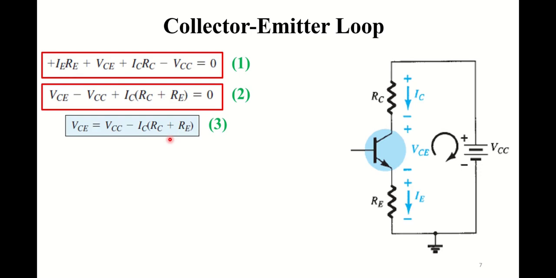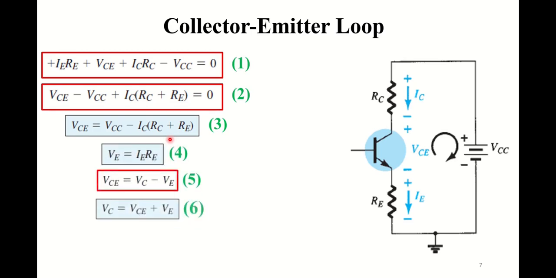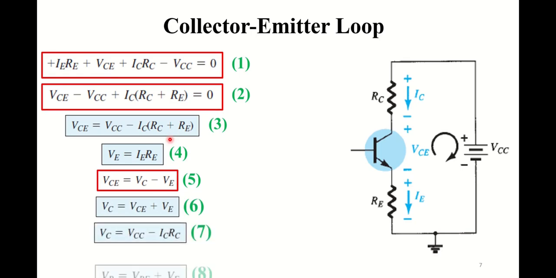Equation 3 is the main equation that is derived after applying KVL on the output loop of emitter bias configuration. There are various other voltages that can be found easily by using equation 4, equation number 5, equation number 6, 7 and 8. As you can see, these equations are the basic formulas related to any BJT configuration. You don't need to derive them. The main focus of this slide was to derive this equation number 3 that has been derived by applying the formula of KVL on this collector emitter loop.